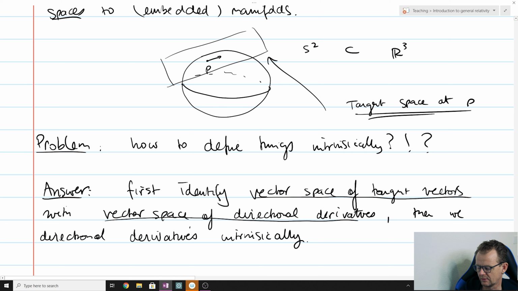So we now limit our thinking, and we say, okay, we're not allowed to make reference to the embedding space anymore. Could we come up with an equivalent notion of a tangent vector? And the idea is, right, that there's a one-to-one and onto map between tangent vectors and directional derivatives. And amazingly, directional derivative is a notion that you can define intrinsically.